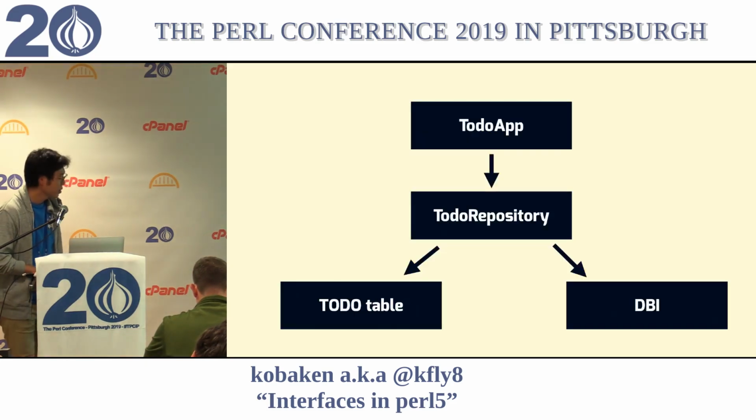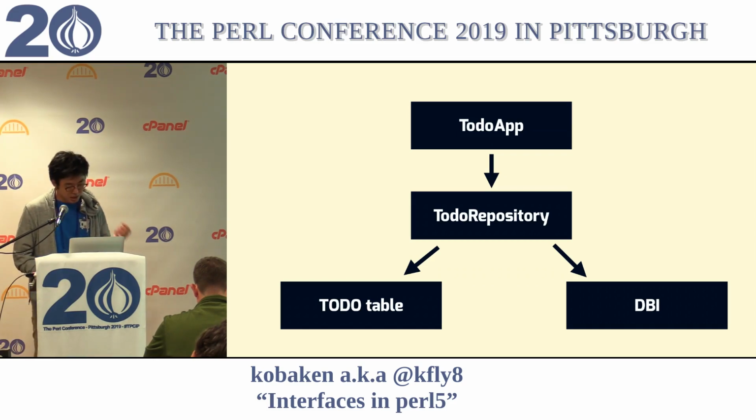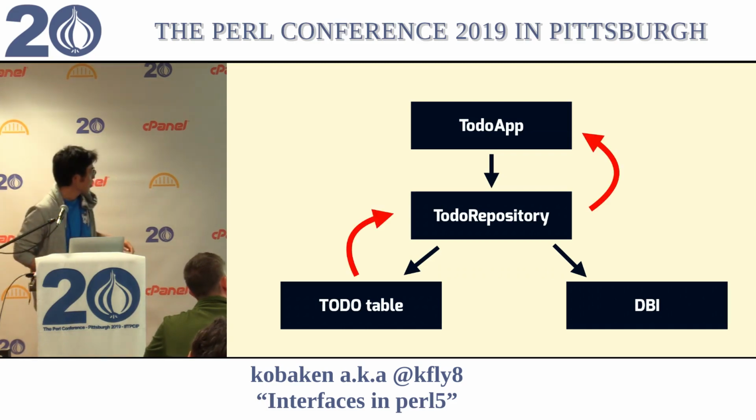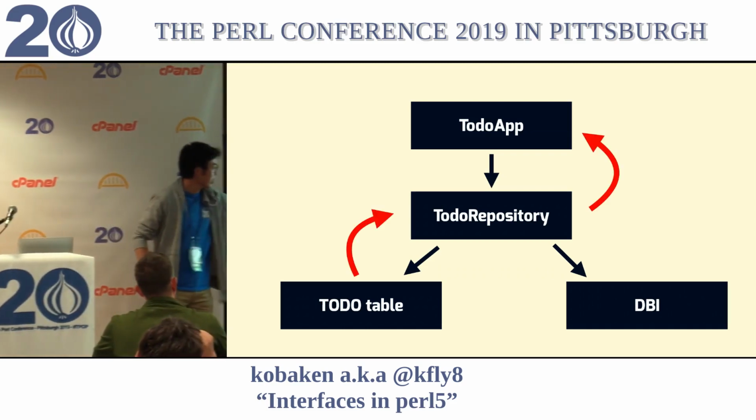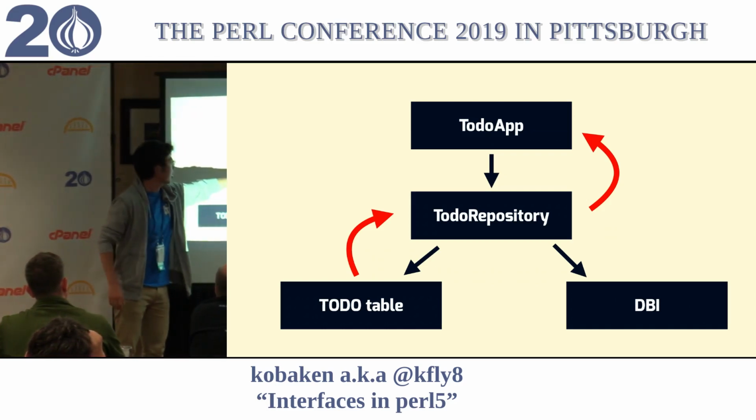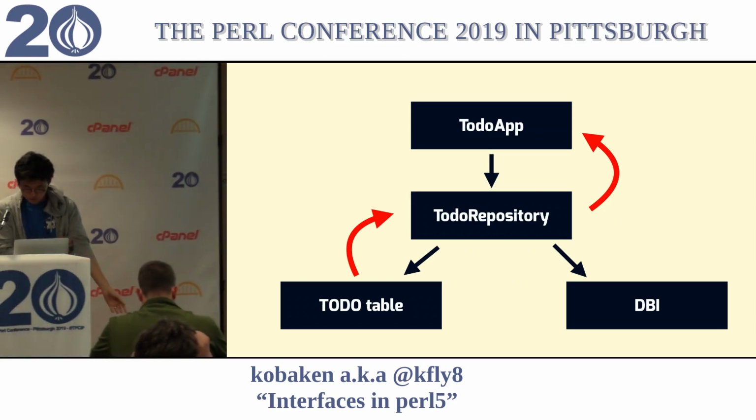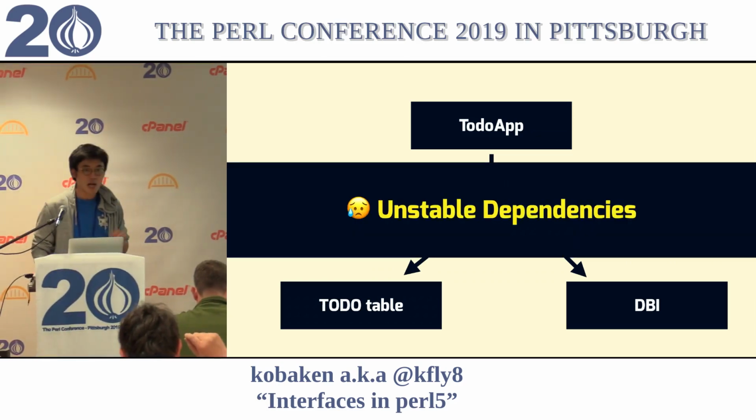So let's review this design case. This shows the current dependencies. The to-do app depends on the to-do repository. The to-do repository depends on the to-do tables and DBI. So if I change the table, it affects the repository, and maybe affects the app. So, unstable dependencies.